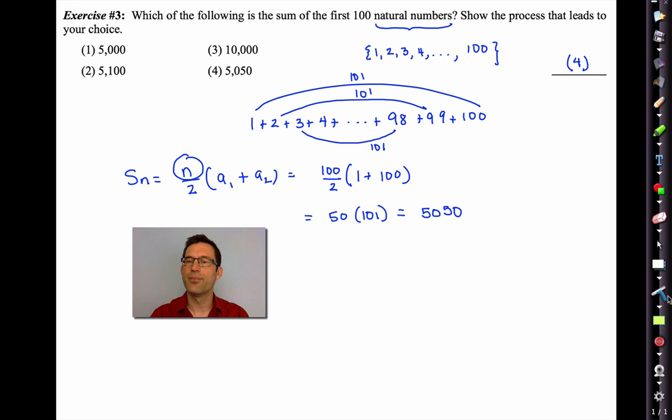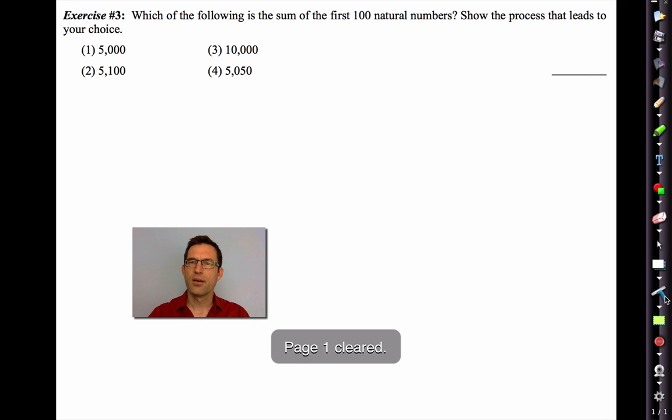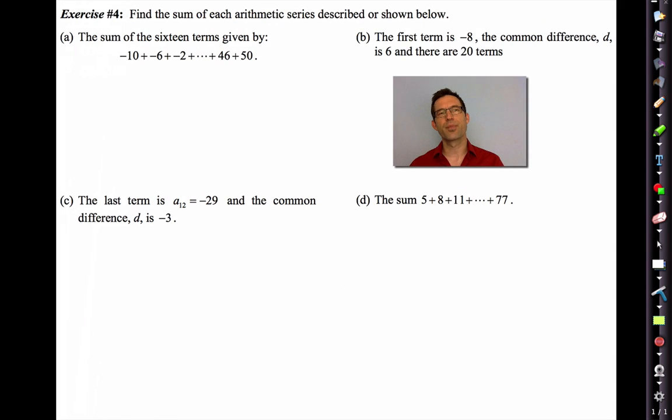All right, let's do it. Find the sum of each arithmetic series described below. Well, letter A is not too bad. Why don't you go ahead and try letter A. Pause the video now. All right, let's go through it.